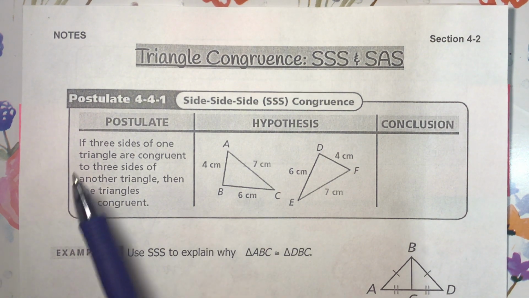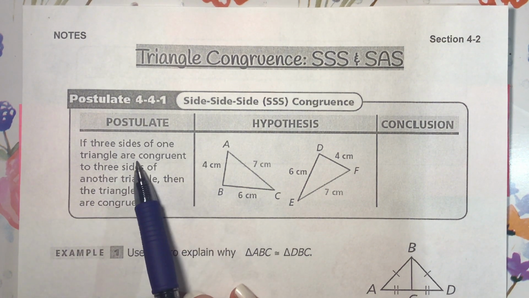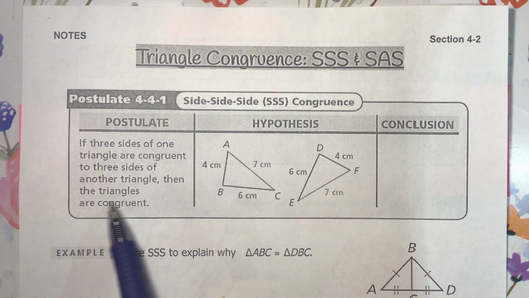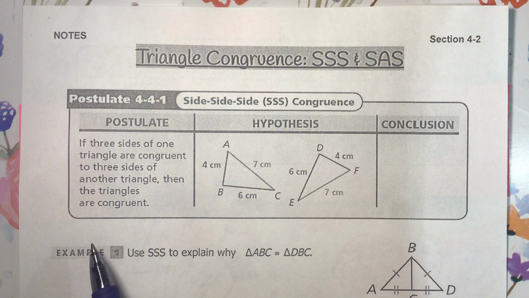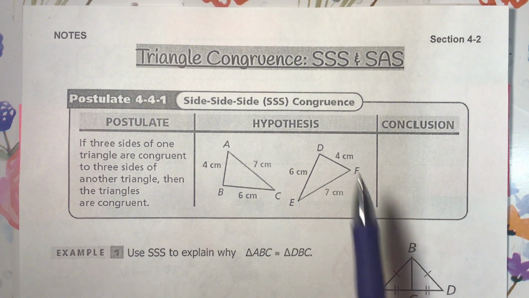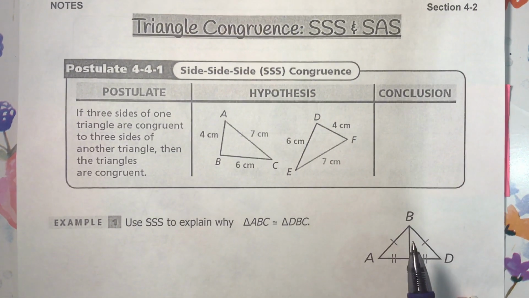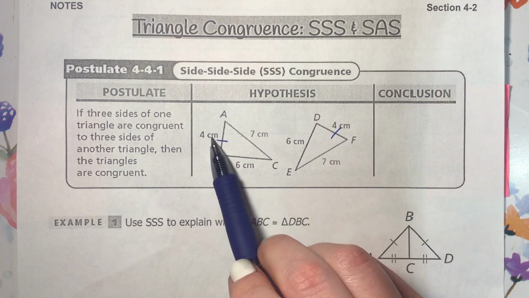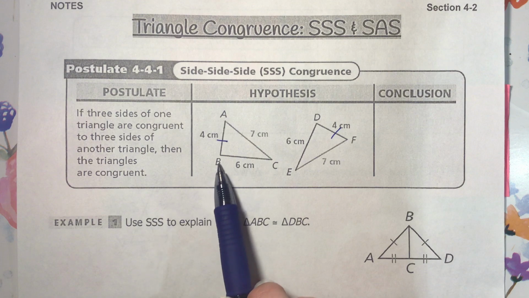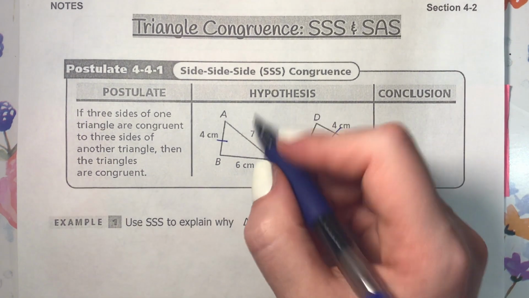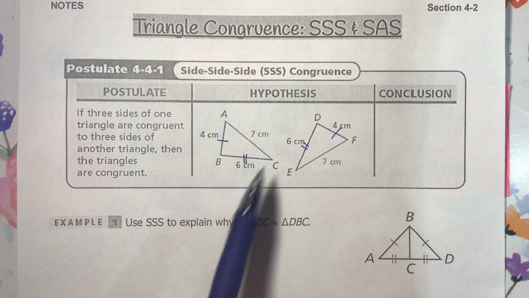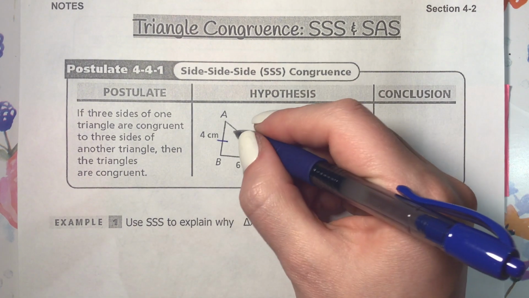And it says, if three sides of one triangle are congruent to three sides of another triangle, then the triangles are congruent. So let's look at this image. I have the hypothesis, and in this I have AB is congruent to DF, they're both 4. And then I have BC is congruent to DE, they're both 6. And I also have AC is congruent to EF, they're both 7.